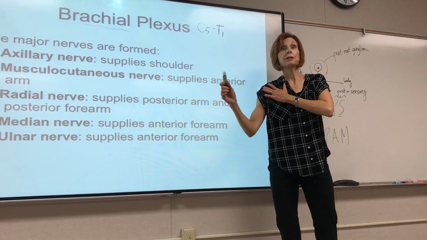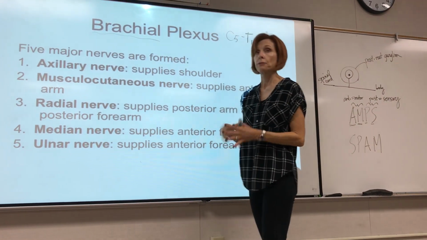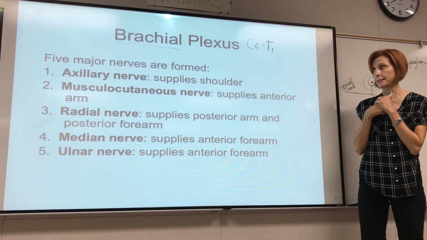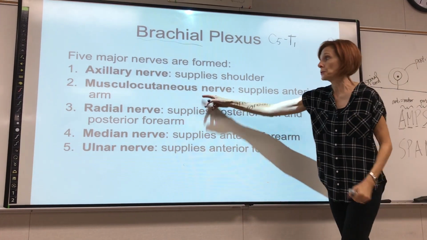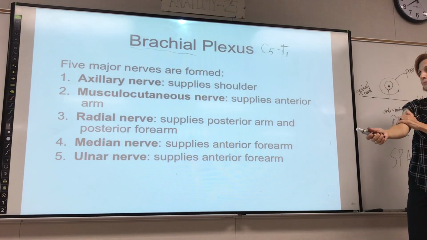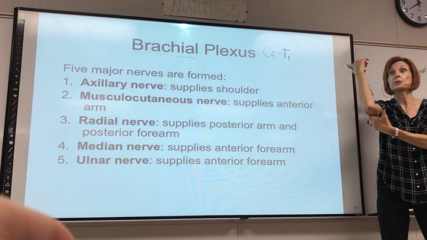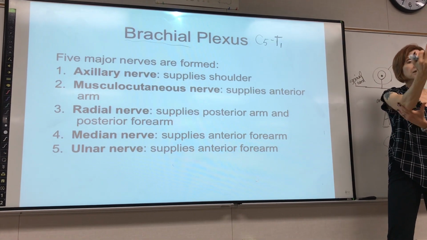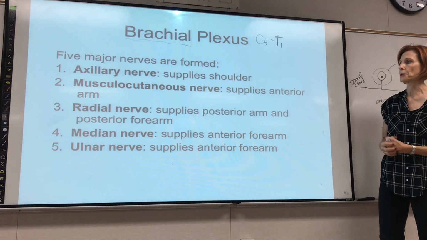Okay, so the axillary nerve comes over toward the shoulder and supplies the shoulder area. For instance, this would be the nerve that goes to the deltoid muscle. But you just know it supplies the shoulder area. Musculocutaneous supplies the anterior arm, meaning here. The radial nerve is a large nerve that supplies the entire posterior arm and posterior forearm. It comes down posteriorly, so the triceps and these extensor muscles would be supplied by the radial nerve.